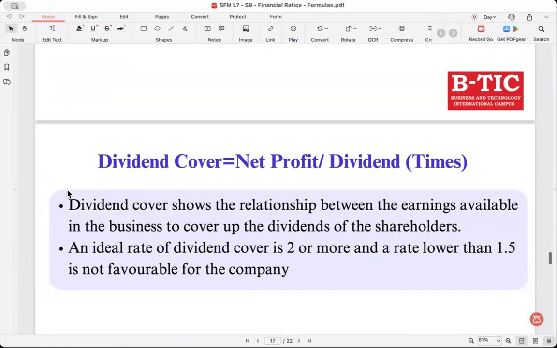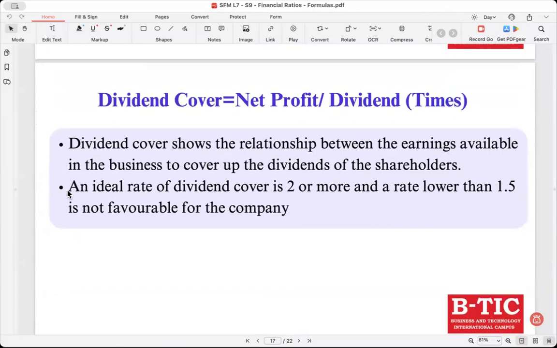Next, we're moving on to dividend cover. Dividend cover shows the relationship between the earnings available in the business to cover the dividends of the shareholders. An ideal rate of dividend cover is 2 or more, and a rate lower than 1.5 is not favorable for the company.